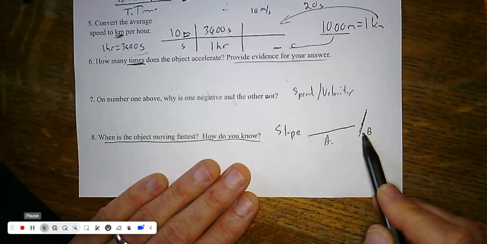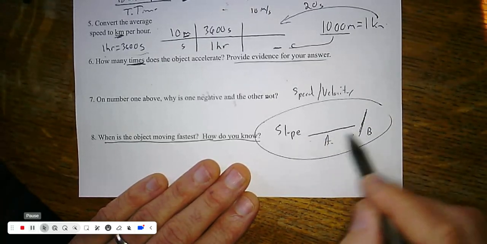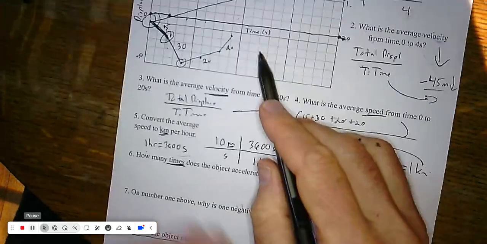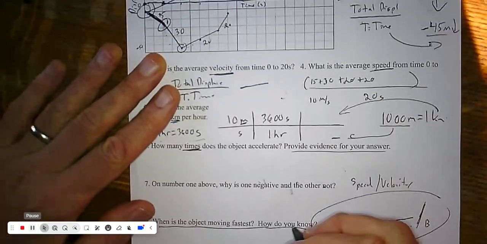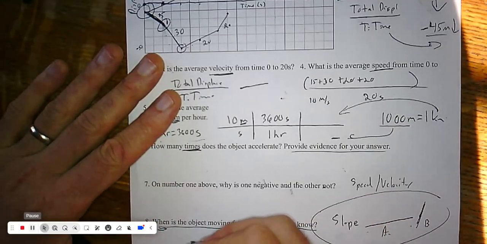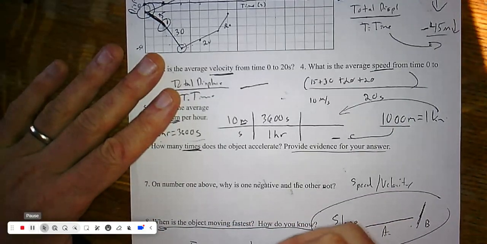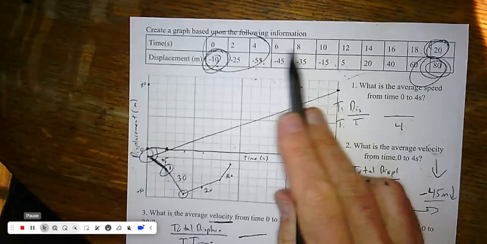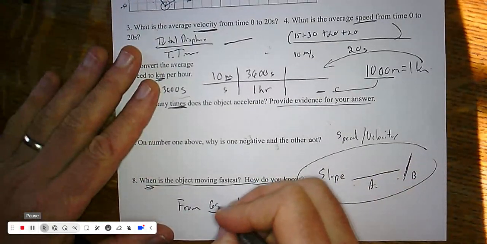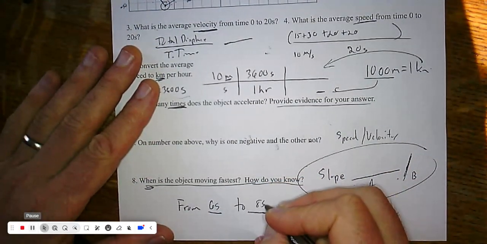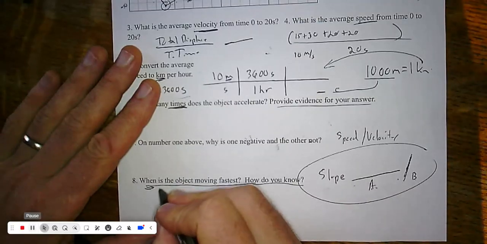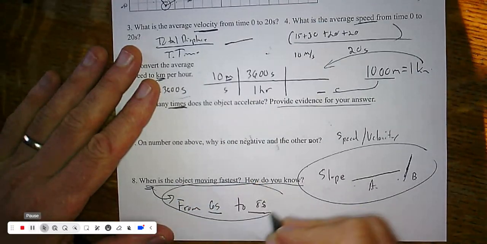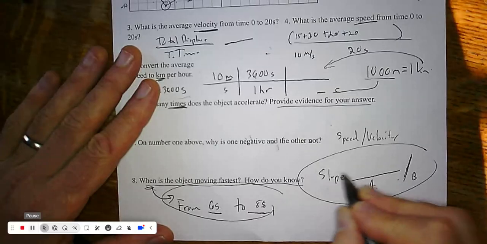B. You're not choosing between A or B here. You're choosing from a section of the graph. And when it says when, you could say from blank to blank. So from a time period, from like here, I'm just going to go 6 to 8. That won't be your answer, but from like 6 seconds to 8 seconds would be a good way to state when. And then how do you know? Because talk about slope.